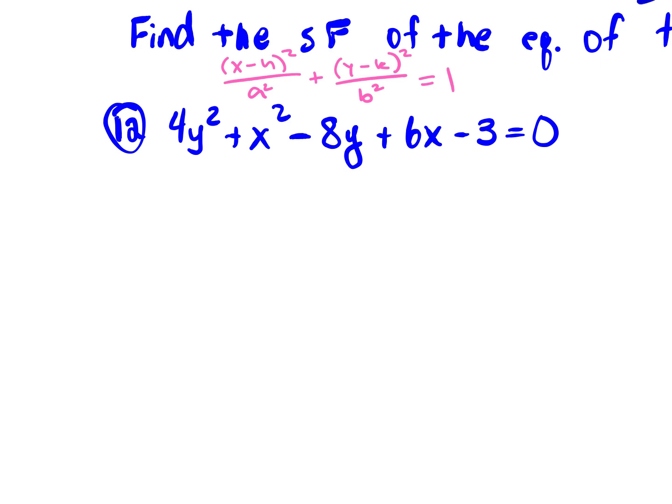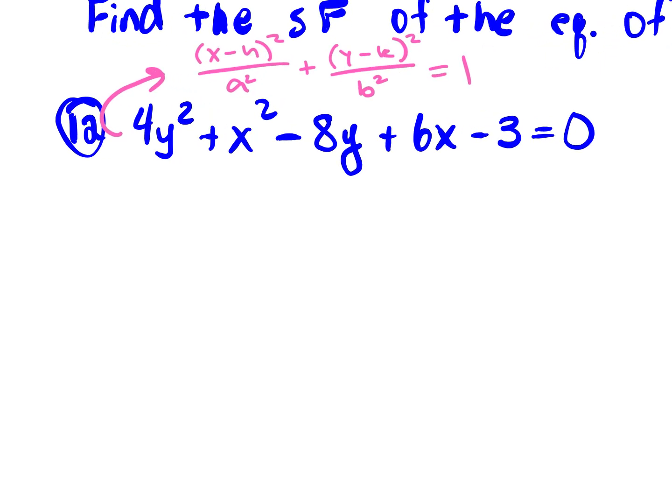So what do I need to do to get this equation to look like this one? Complete the square. So I need to write my x's together and my y's together. So I'll have x squared plus 6x. Leave a space there to complete the square. And then 4y squared minus 8y. Leave a space there. And I'm going to add 3 to the other side.